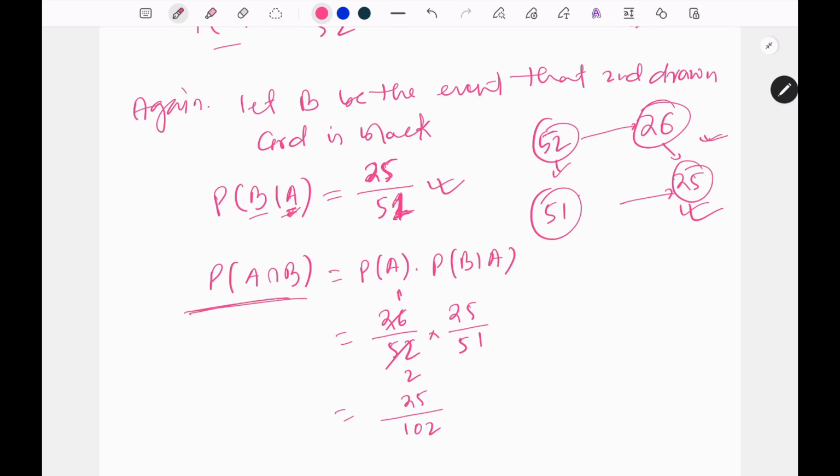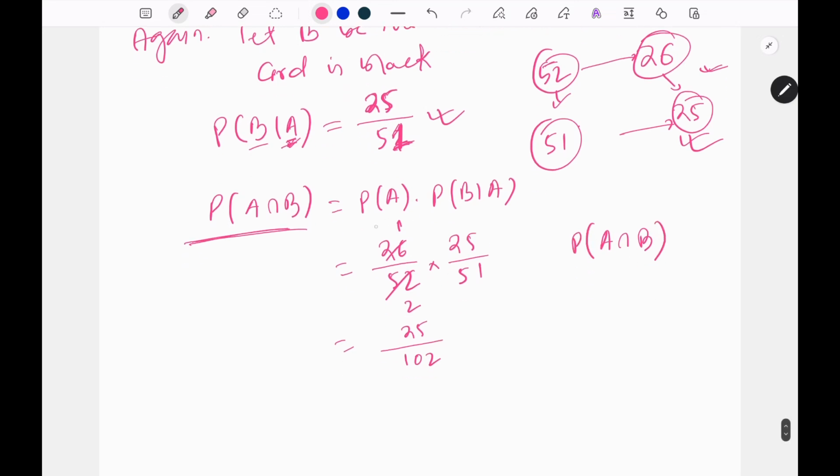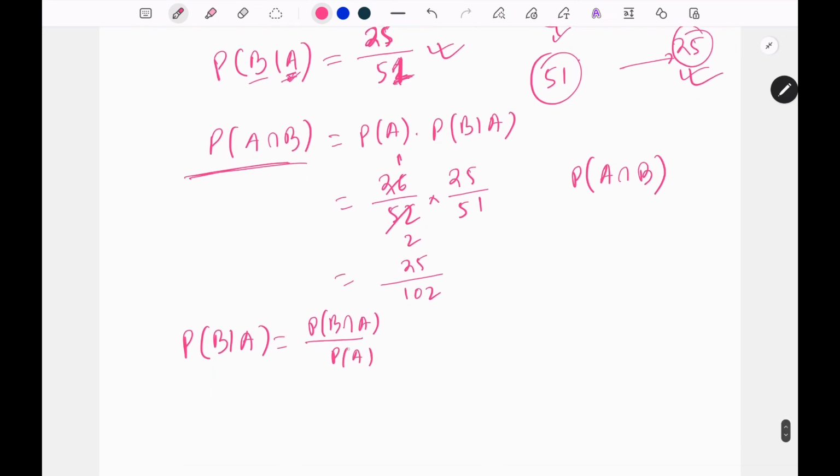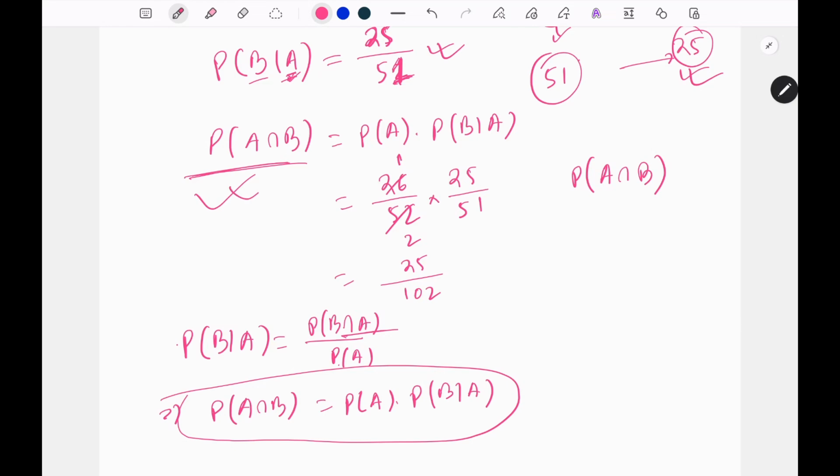हमने A intersection B क्यों निकाला? क्योंकि in question it is given that we have to find the probability that both cards are black. Both cards are black means A is black, B is also black. So we have to find probability of A intersection B, and we know the probability of B given A is probability of B intersection A divided by probability of A. So what will be the probability of A intersection B? Probability of B intersection A and A intersection B are both the same, equal to probability of A into probability of B given A. Using this formula we have found this.